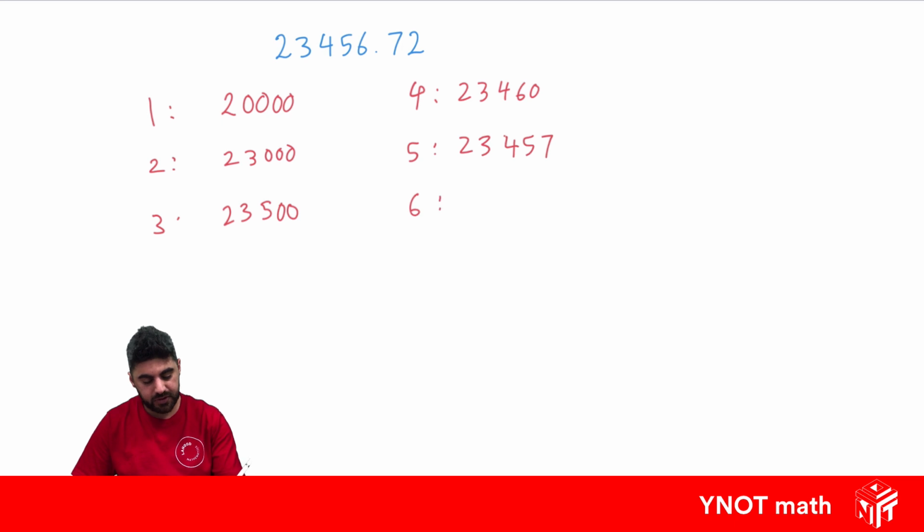Finally, we can do six significant figures. So we're looking at our sixth significant figure. Is the number after that 5 or higher? It's not. So that 7 is going to stay as 7, and everything else after it becomes 0, and we can get rid of it. So this one's going to be 23,456.7.